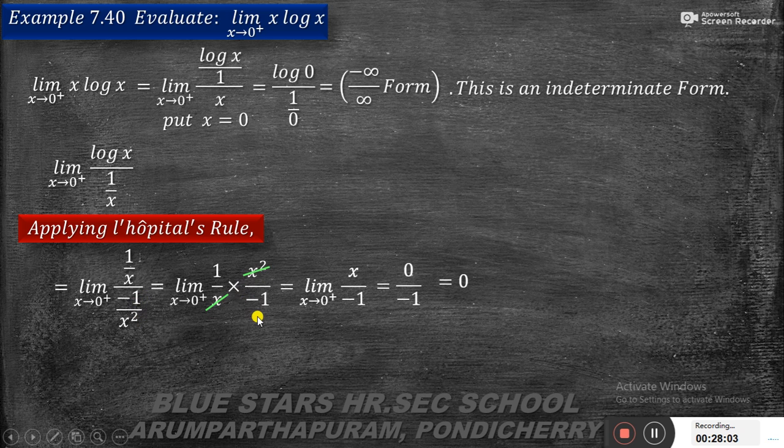which is x square by minus 1. So x cancelled, giving x by minus 1, and 0 by minus 1 is 0. Therefore our answer is 0. This is the value for our given limit. That means limit x tends to 0, x log x equals 0. This is the answer for our given limit.